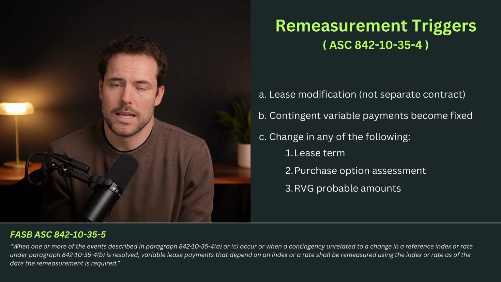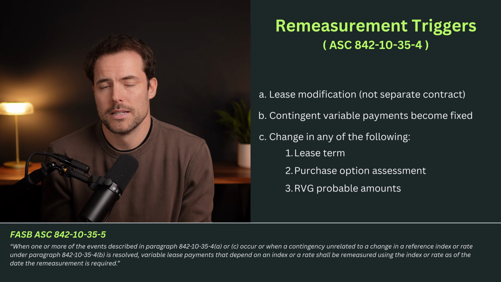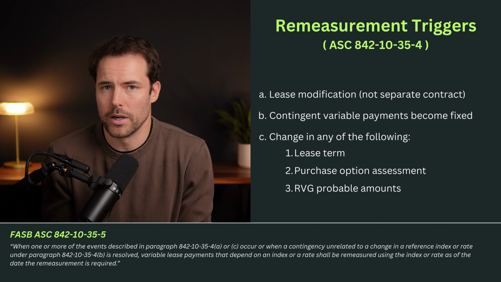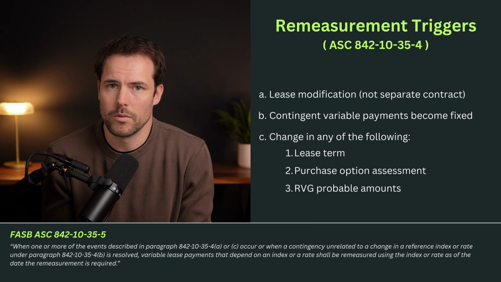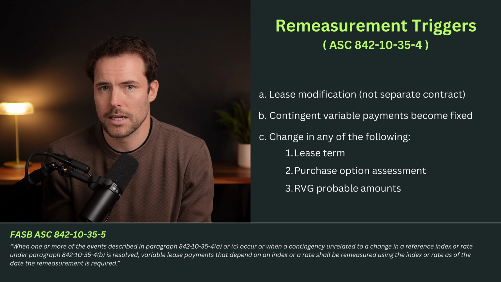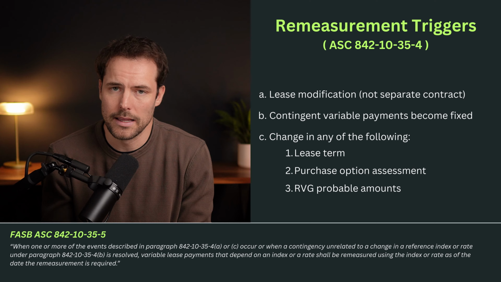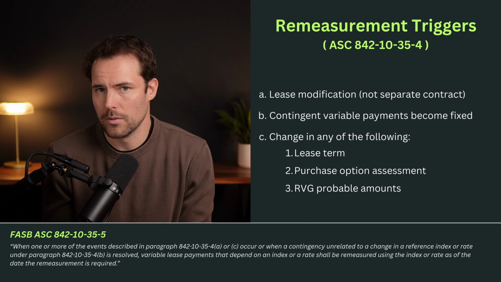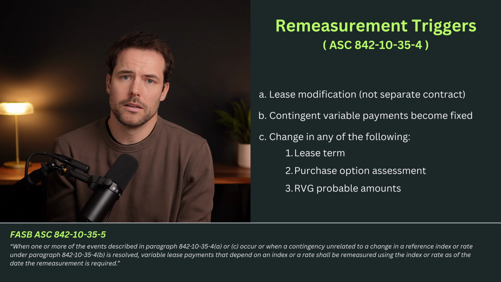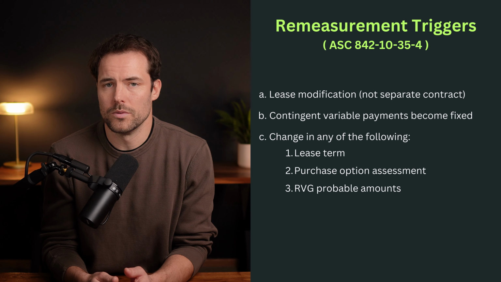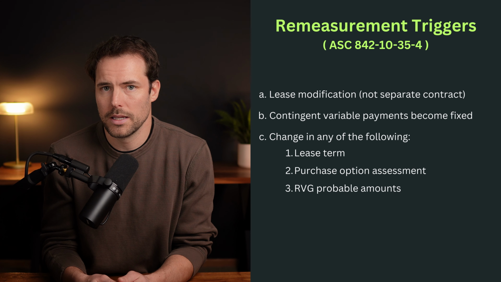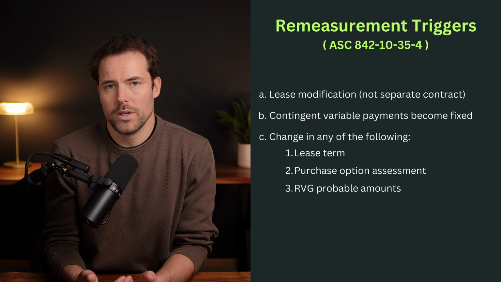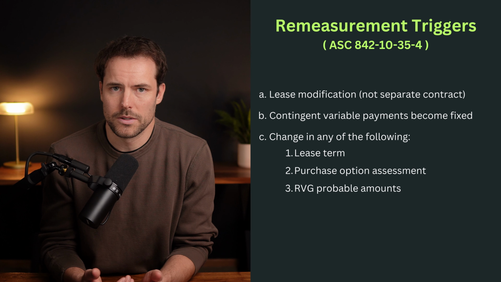Paragraph 842-10-35-5 states that when one or more of the events that require remeasurement occurs, variable lease payments that depend on an index or rate shall be remeasured using the index or rate as of the remeasurement date. But a change in the index or rate alone does not trigger a remeasurement. Instead, we treat the difference from the original amount used in the initial measurement of the lease liability as a variable lease cost on the P&L in the period incurred. And we've looked at how to approach that in a prior episode.